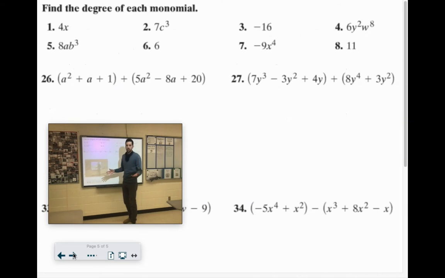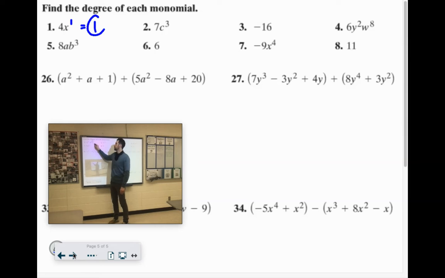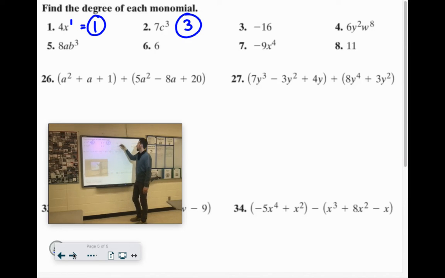Now we're just kind of practicing them. So find the degree. Degrees, remember, it's the variables, the letters, and all the exponents. So 4x is really 4x to the first power, so it's to the first degree. 7c to the third power would be third degree. Negative 16 doesn't have any letters, so it's to the 0th degree.